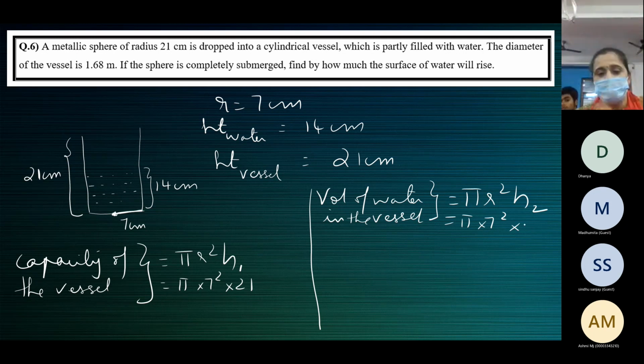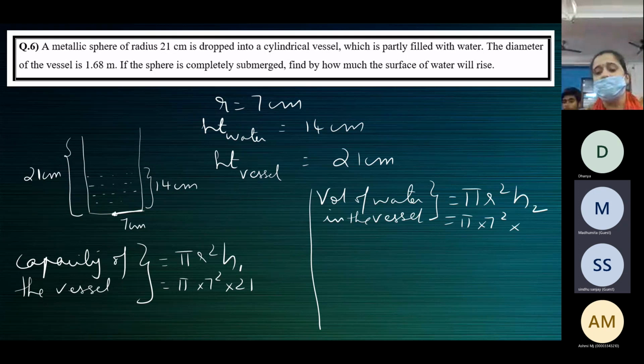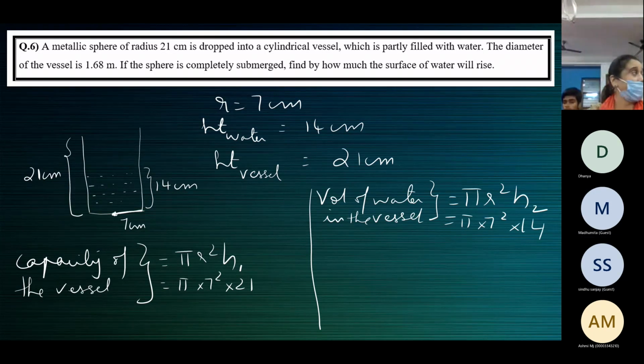I've got the answer from the offline students. What's the height of the water? 14 centimeter. So when you take the height as 14, you find the volume of the water. When you take the height as 21, you find the capacity of the vessel.